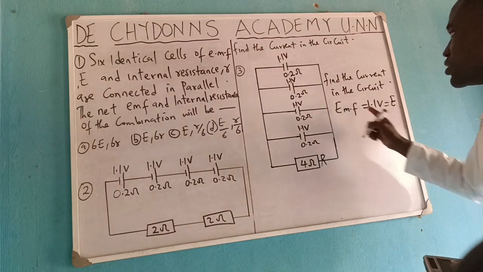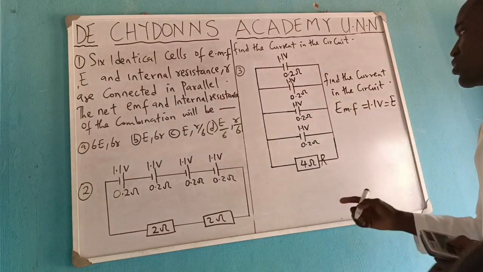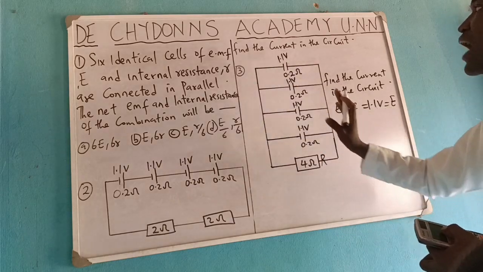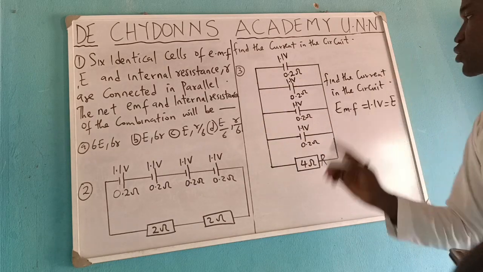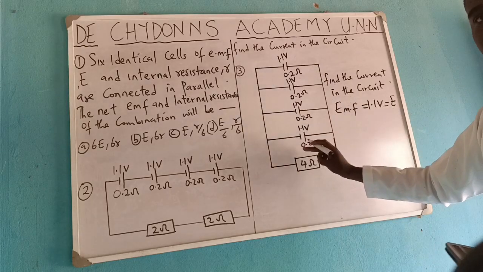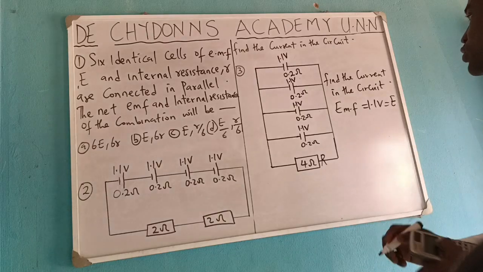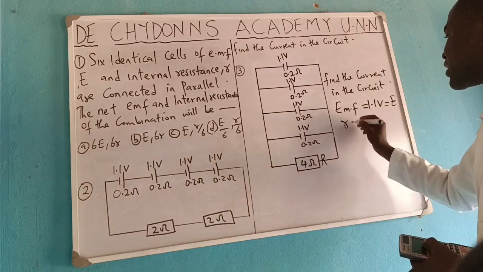So the total EMF will be the same thing as one of the EMF. That is what we mean. Take one because they are in parallel. So this circuit will have only 1.1 volts, irrespective that there are many cells arranged in parallel. Yes, 1.1 volts. Then what about the internal resistance?